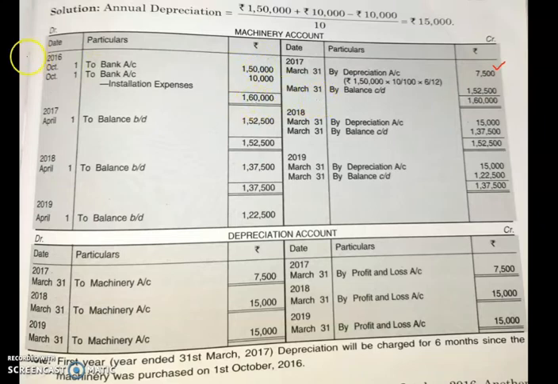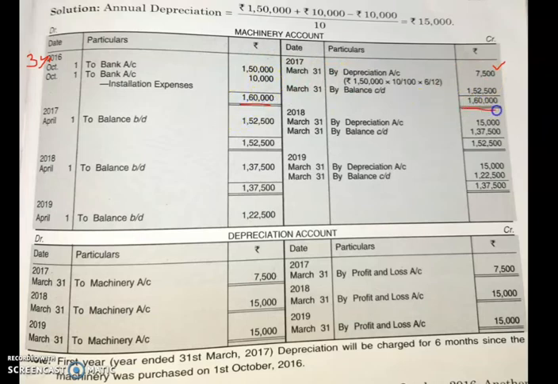You are asked to prepare machinery account and depreciation account for 3 years. So for 3 years, how much is the depreciation? That is what you have to do. So here, after charging depreciation, you can close this account. You will get 1,60,000 over here.